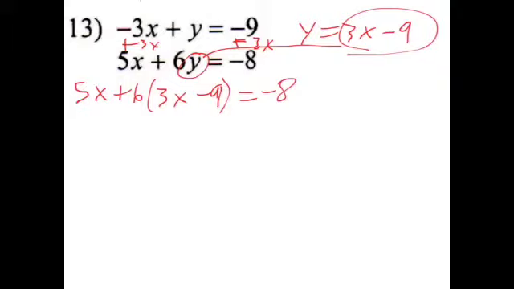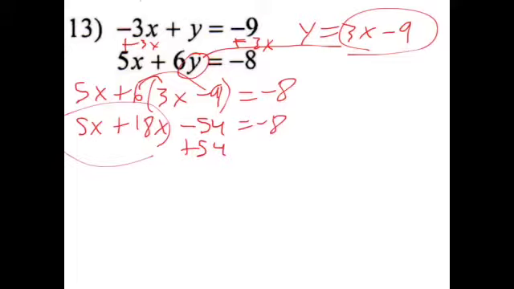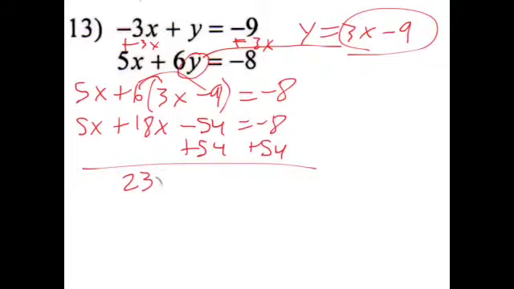So now I have this set up. All I have to do is solve for x. That requires me to distribute that 6 through. So now I'm looking at 5x plus 6 times 3x, which gives me 18x. And 6 times negative 9 is going to give me negative 54. On the right side, negative 8. I'm going to add the 54 so I can get my x's all by themselves. I'm going to do it on one side, do the other. And while I'm at it, I will combine like terms here. 5x plus 18x is going to give me 23x. And on the right side, negative 8 plus 54 is going to give me 46.